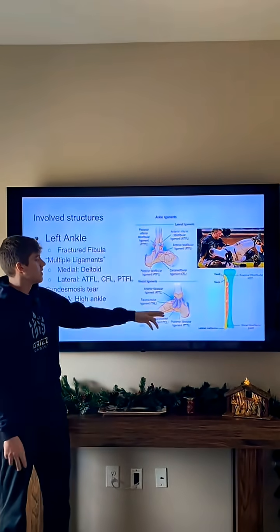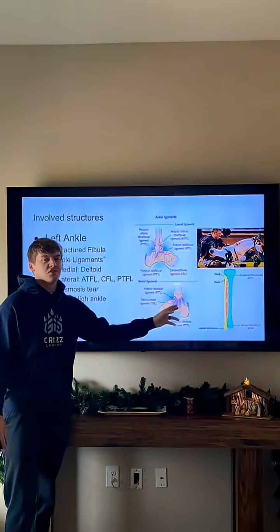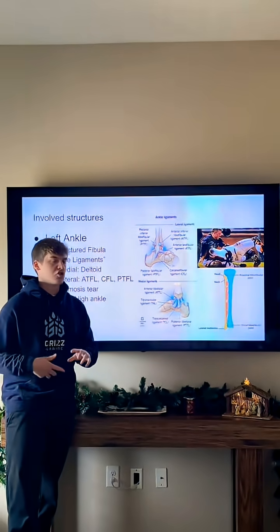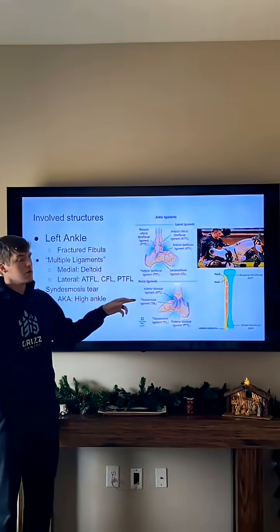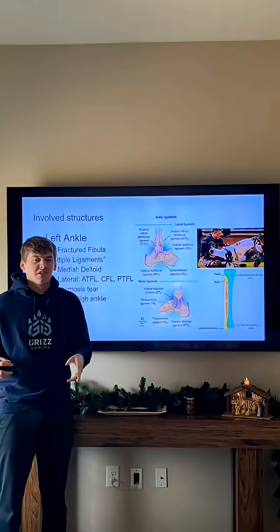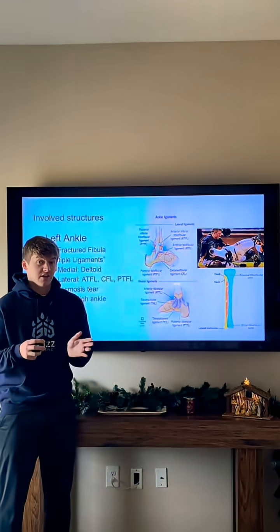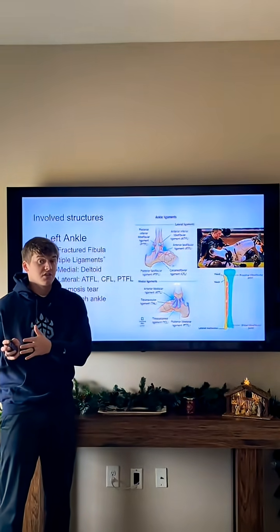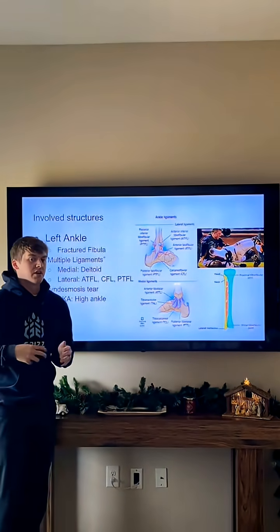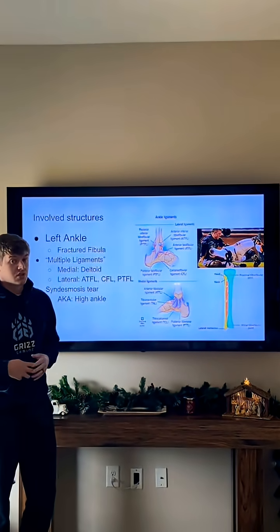So your medial ligaments are all these down here. We really just call this the deltoid ligament. They kind of make a triangle. And the lateral ligaments, ATFL, CFL, PTFL. Again, I don't think those were super involved here just because of the excessive external rotation of the ankle, but they could have been. And also, there was a syndesmosis tear.